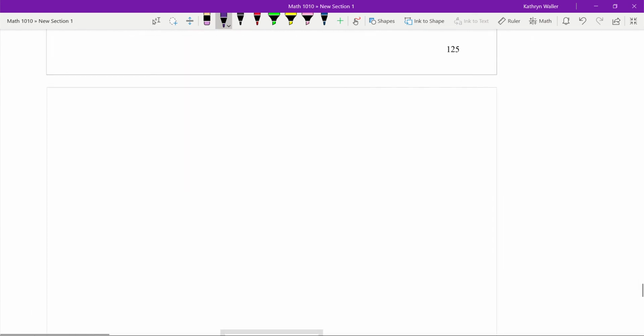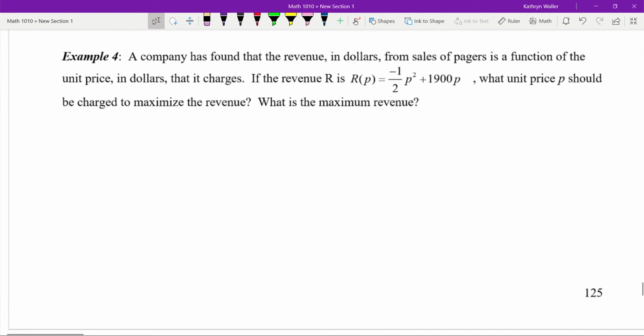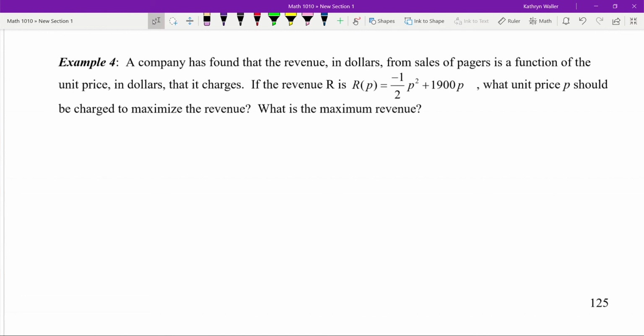Question 4. This is our last one. A company has found that the revenue in dollars from the sale of pagers is a function of the unit price that it charges. The revenue is given by this equation. What unit price should be charged to maximize the revenue? What is the maximum revenue?